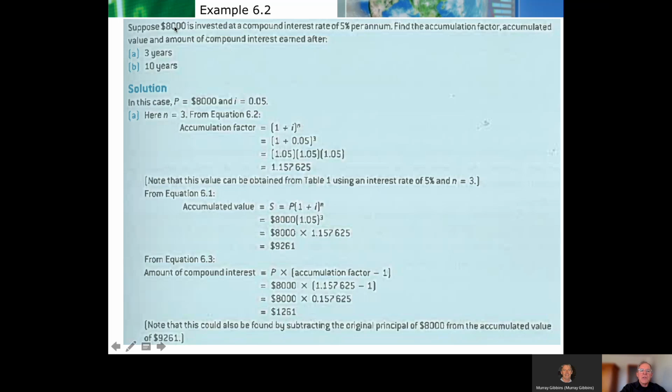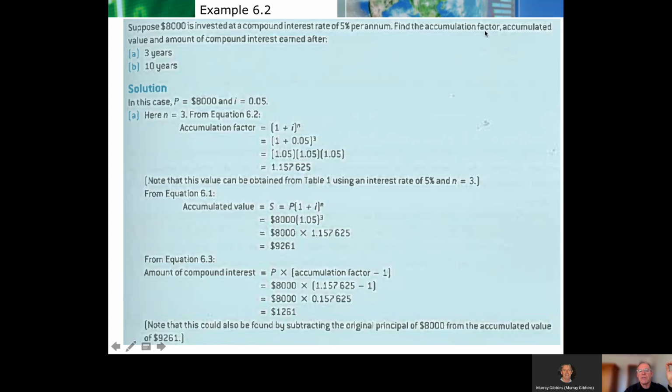We're investing $8,000. Notice it's not a regular deposit. It just talks about it as, suppose $8,000 is invested. There's no more talk of any other money. So it's just a one-off lump sum investment. So we know it's not an annuity. We know what the rate is, and we're told what the time is. We're just going to work out what the future value is.